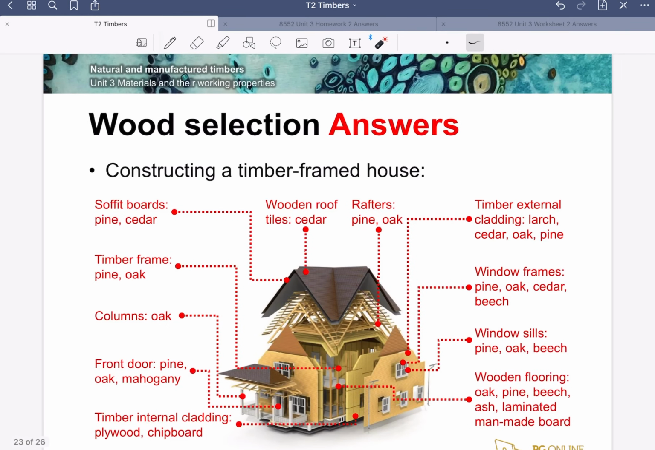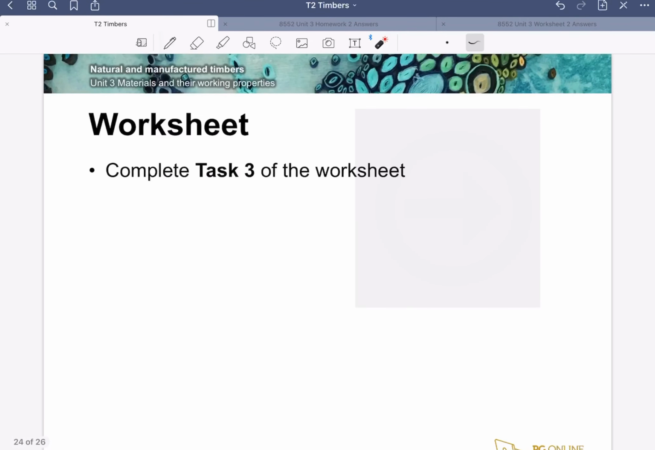And that is everything I want to do. Can you now complete task 3 on your worksheets, ladies and gents? And then pause the video and I'll be back to you.